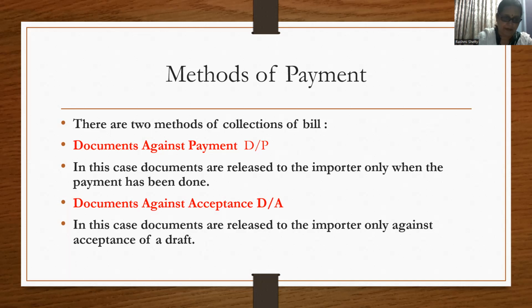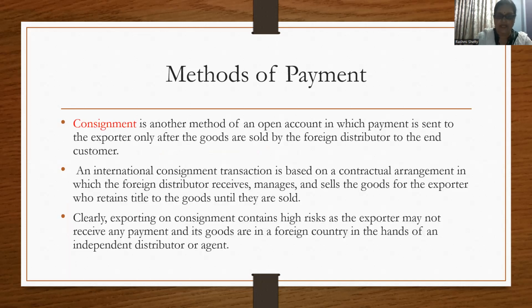Now this is the second payment method, where there is no open account. And the third method is called consignment. In this arrangement, the payment is sent to the exporter only after the goods are sold by the foreign distributor to the end customer.